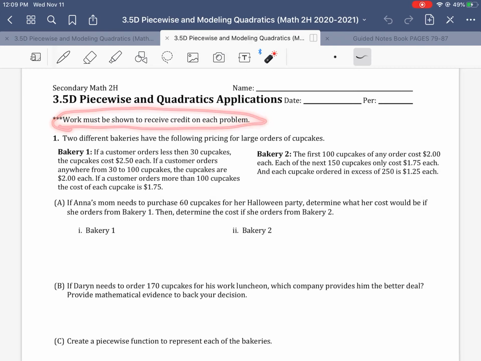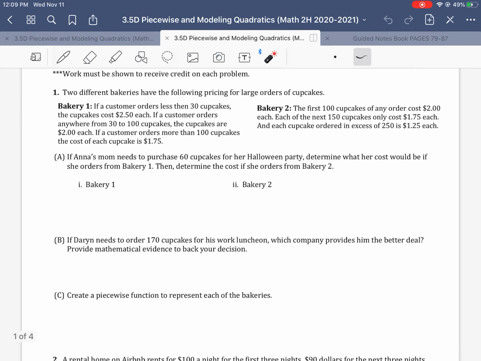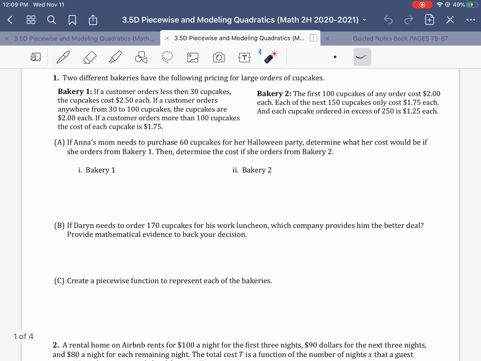So first of all, work must be shown to receive credit. So make sure that you're showing work on each of these. It's not just about the answer, but interpreting through this. So the first one, let's talk about piecewise functions. This is a great example of 2 different business plans maybe you'd see at a bakery, Bakery 1 and Bakery 2, and we're going to talk about how these are similar and how they're different.